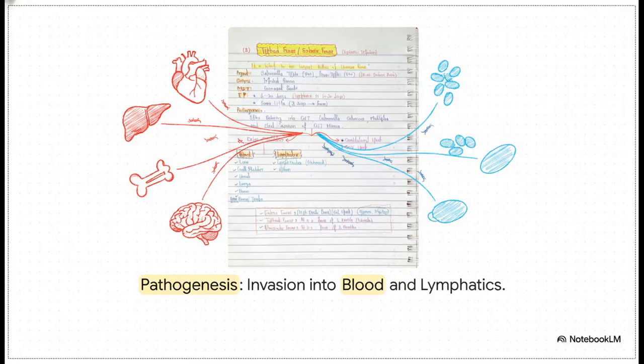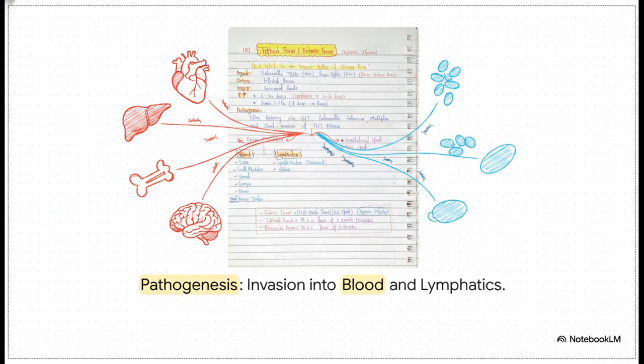Now, what's really interesting about this slide is tracing the bacteria's physical journey once it gets inside the patient. After entering the gastrointestinal tract, Salmonella colonizes, multiplies, and directly invades the GI mucosa. From there, it basically takes 2 main systemic highways.